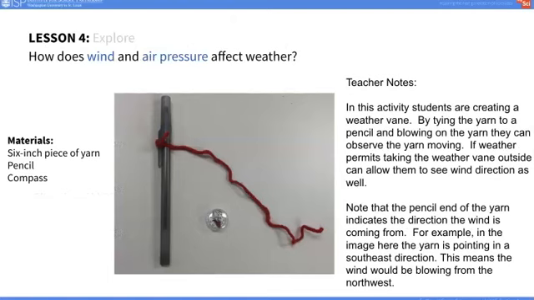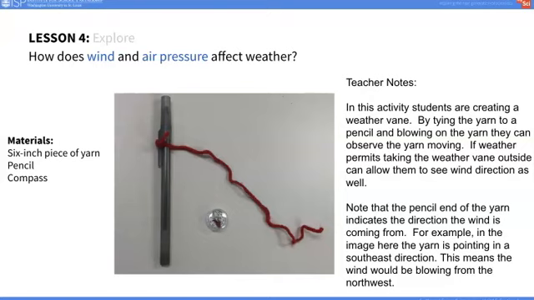Next, students will develop a tool to measure wind direction known as a wind vane, using a 6-inch piece of yarn, a pencil, and a compass. Students will tie the piece of yarn to the end of the pencil. Model how to use the tool by then having students blow on the yarn in the classroom. Then, students can be taken outside.